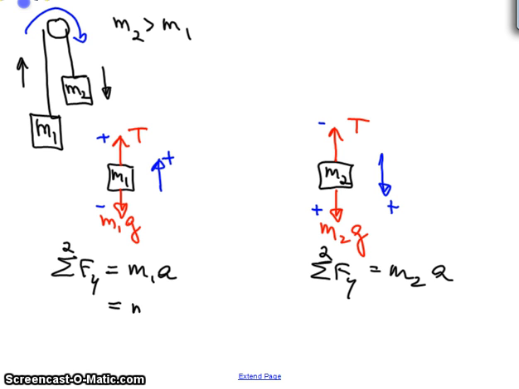So we've got M1A. And on the left side, what are our forces? How do they sum? Well, we've got tension going up and M1G going down. So T minus M1G equals M1A. And that's pretty much it. In the next mass, mass 2, we have minus tension plus M2G, and that equals M2A.